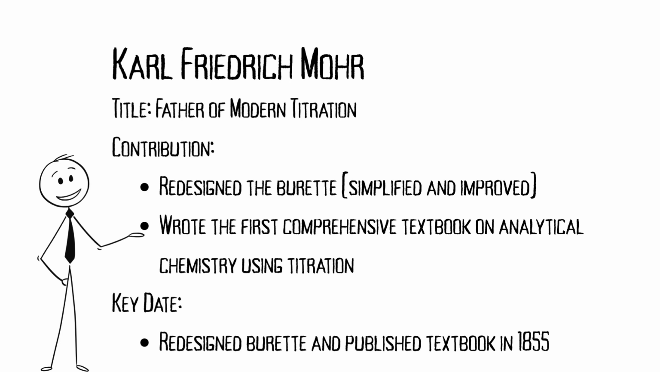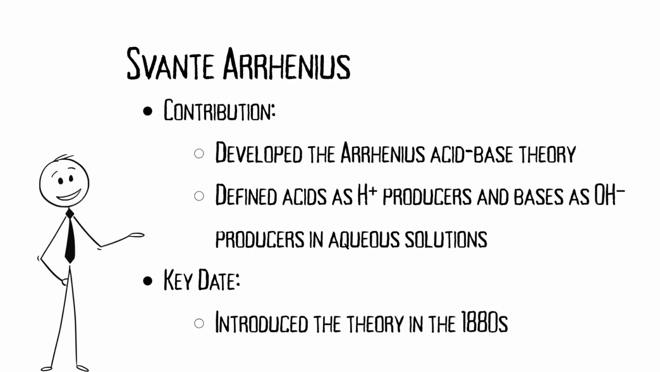Moore is the reason our modern lab work looks the way it does. He redesigned the burette, simplifying and improving it, and wrote the very first comprehensive analytical chemistry textbook that showcased the technique. He truly modernized the field. And to complete this theoretical framework, we credit Svante Arrhenius. His pivotal contribution, the Arrhenius acid-base theory in the 1880s, defined acids as H+ and OH-. This theory provides the core chemical understanding for the neutralization principle used in titration.